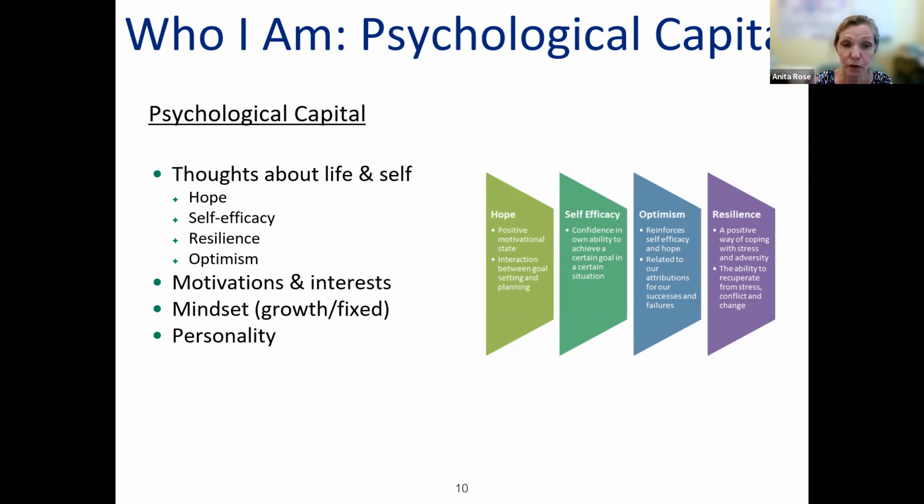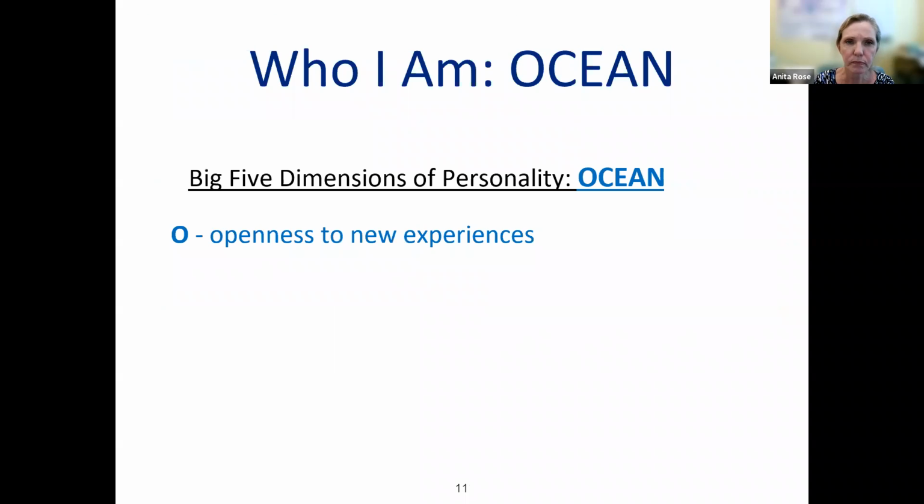Your mindset, whether it's a growth or a fixed mindset. We like to have a growth mindset so that when we have small failures or stumbling blocks along the way, we can move forward, we grow from it, we learn from it, and we go beyond, instead of a fixed mindset that gets stuck when you make a mistake or you feel you've failed in something, and then you don't learn and grow from it. And then your personality.